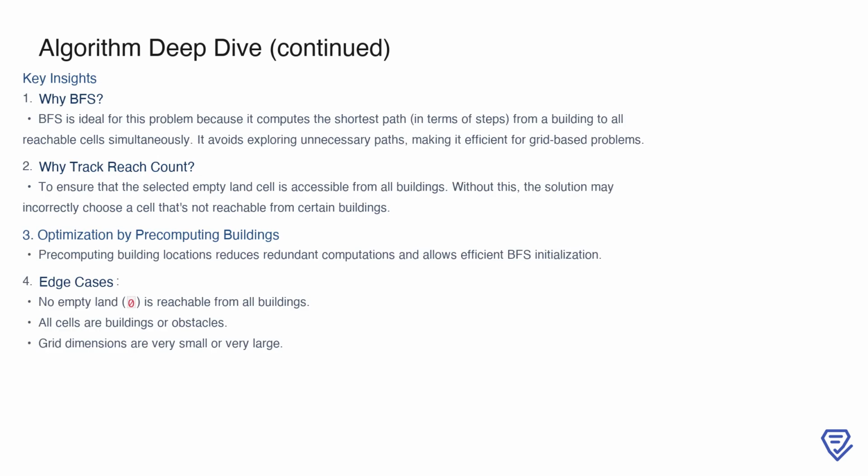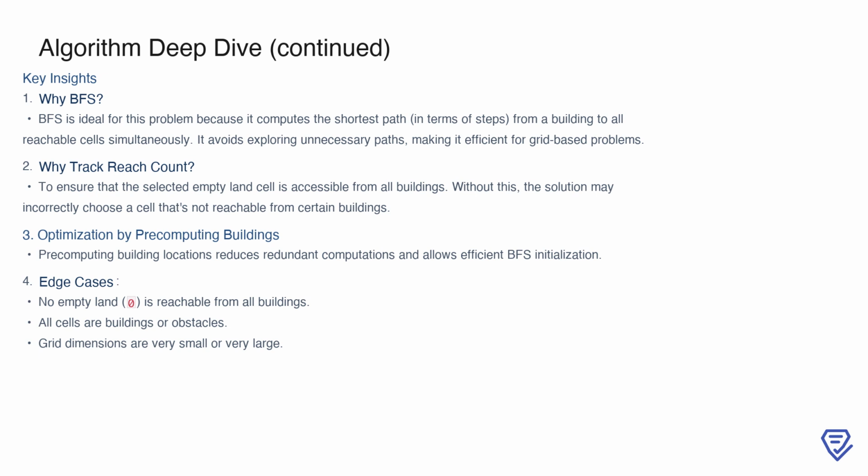BFS is a key part of this algorithm because it efficiently calculates the shortest paths from a building to all reachable cells. By exploring level by level, BFS avoids unnecessary or redundant paths, making it ideal for grid-based problems like this. Tracking the reach_count matrix is equally important since it ensures that the solution only considers empty land cells that all buildings can access. Without this, the algorithm might incorrectly prioritize cells that are unreachable from certain buildings.